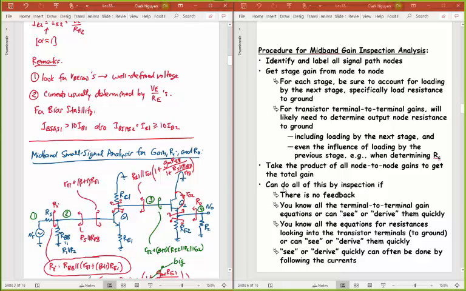But for right now, for this class, you can do this inspection analysis if you see no feedback, if you know all the terminal gain equations, or you can see or derive them quickly. So that's why I say memorize these things. There's not that many of them.